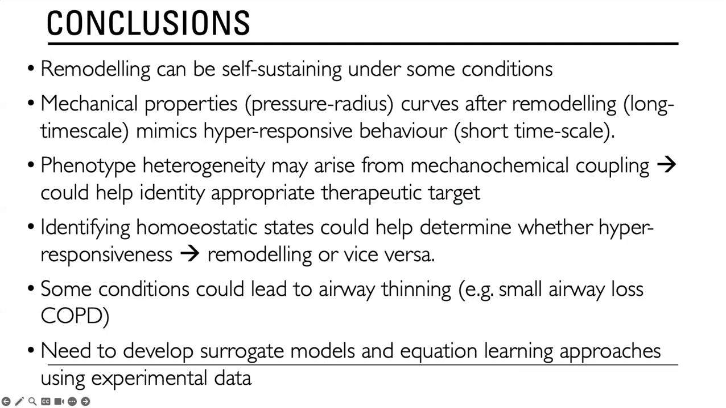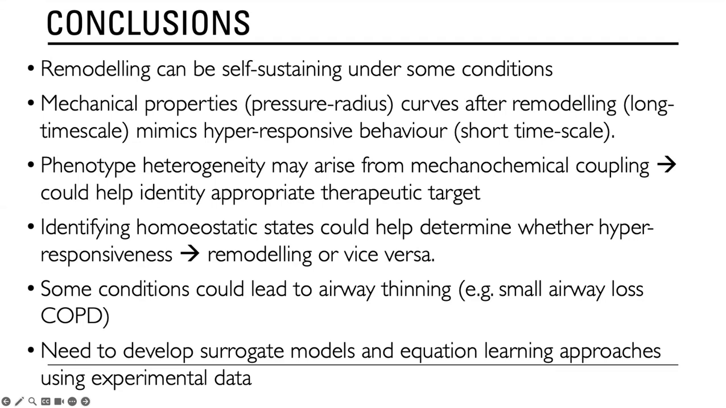Okay, so for now, I just want to finish with some conclusions for this part. Our models seem to suggest that there could be some self-sustaining remodeling under certain conditions, and that the mechanical properties after remodeling potentially mimic hyper-responsiveness, which is something I failed to highlight. If you recall, our initial pressure radius curves post-agonist looked like they'd been shifted that way, and the same sort of thing is happening in remodeling. So there's some potential link there between hyper-responsiveness and remodeling, or how it's measured or perceived.